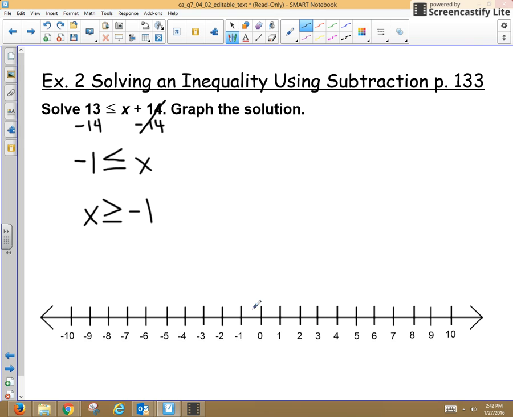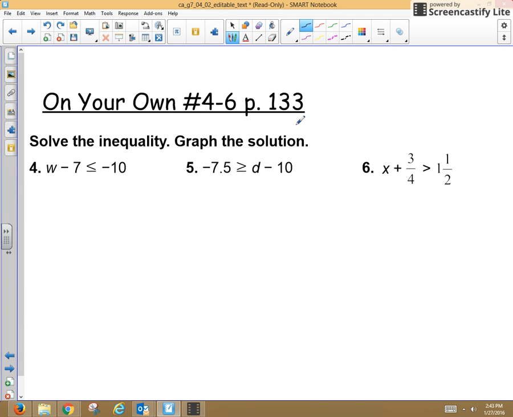So this time, I go to my number line to graph it, and x is going to be greater than or equal to -1. So this time I'm going to use a closed circle since it does equal -1. And because x is greater, I'm going to shade it to the right on my number line. And I show the arrow to show all the possible answers there. So now I would like you to try on your own numbers 4 through 6, solve the inequality, and then graph the solution on a number line.